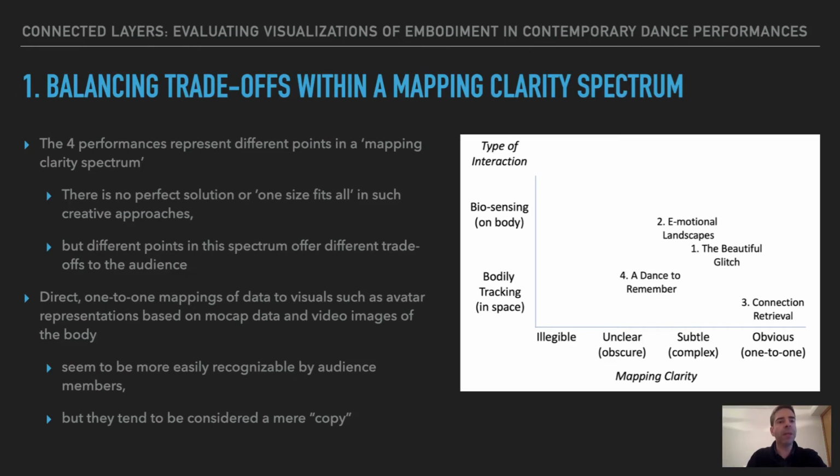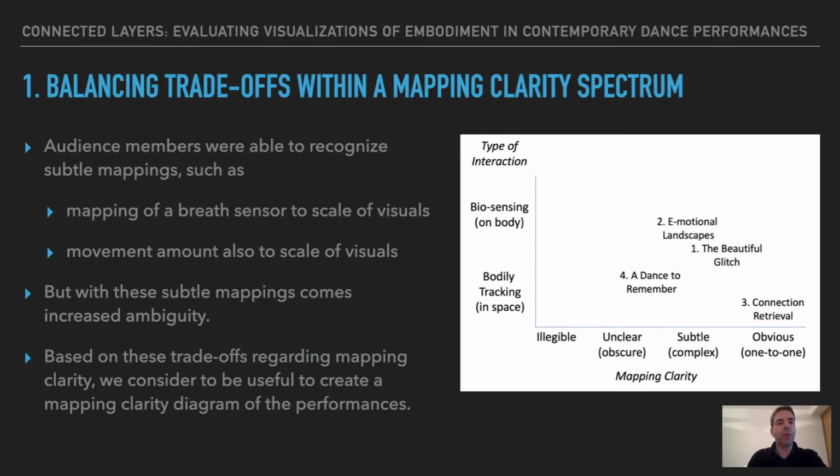1. Balancing trade-offs within a mapping clarity spectrum. The 4 performances represent different points in a mapping clarity spectrum. There is no perfect solution or one-size-fits-all in such creative approaches, but different points in this spectrum offer different trade-offs to the audience. Direct, one-to-one mappings of data to visuals, such as avatar representations based on mocap data and video images of the body, seem to be more easily recognizable by audience members, but they tend to be considered a mere copy.